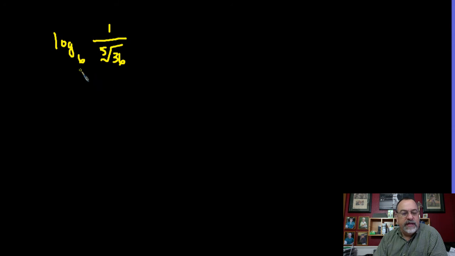All right, so in this example, we have log base 6 of this value here. So again, what does this mean? To evaluate this means to change it into exponential, so I want to do that first. What is the exponent of 6 that will give me this expression here? Now again, I need the same base, and you can tell that these are not the same bases, so this one is going to need to be changed into a base 6.